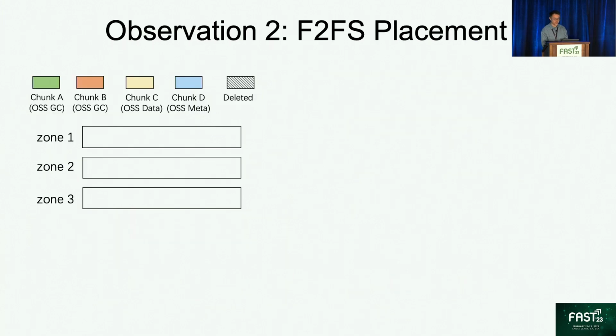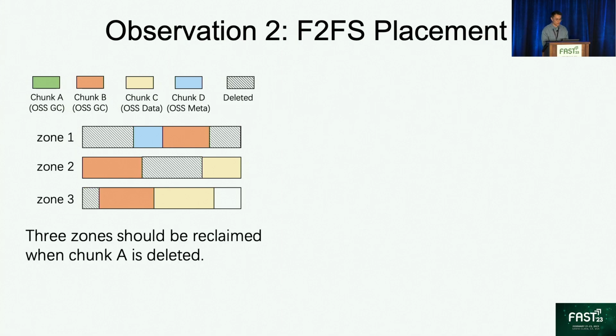The other observation is about F2FS. Normally, F2FS opens one zone at a time and puts all the chunks from different streams into the same zones. When chunk A is deleted, all three zones have garbage space, and that should be reclaimed by F2FS GC.